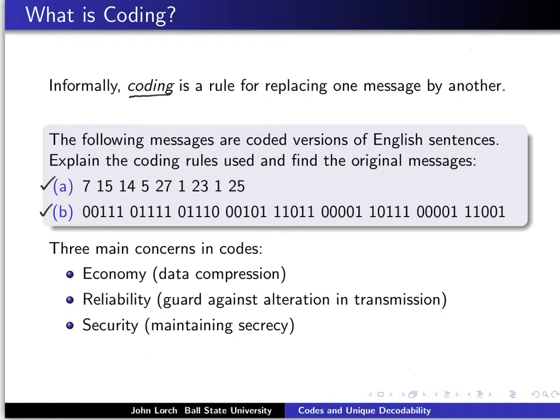Now, there are three main concerns in codes. The first is economy or efficiency. We want our codes to be efficient. Second, there's the concern of reliability. If I code a message and then send it through a noisy channel that alters the coded message, I would like to ideally be able to recover the original message. And then finally, there's the concern of security. Sometimes I might want to code a message that's private, and I would like that message to remain private.